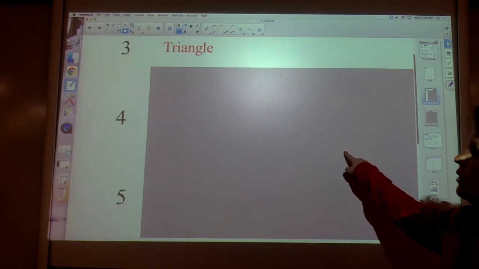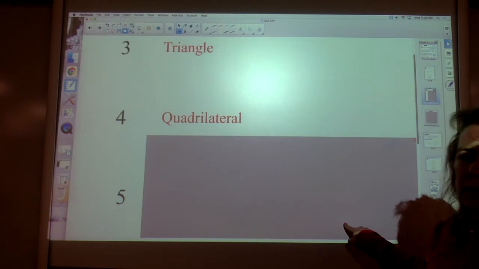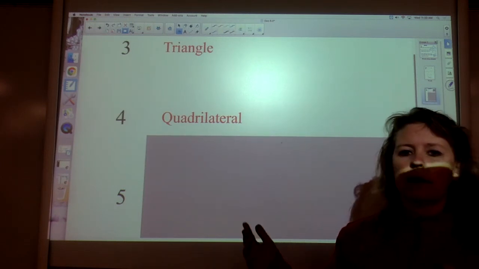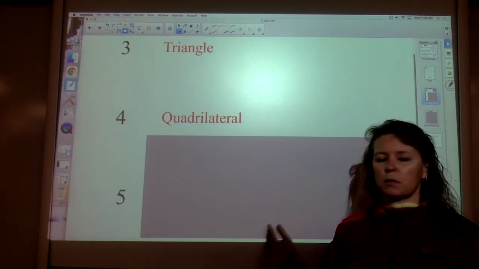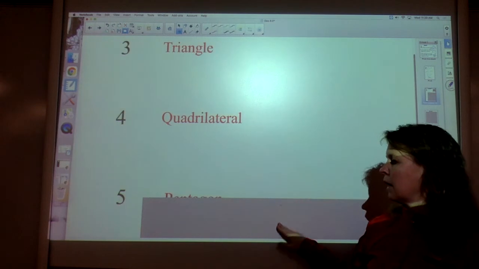Number 3 is a triangle. Number 4, you have to call it a quadrilateral. You can't call it a square, a rectangle, a rhombus. All of those are quadrilaterals. They're just more specific types of quadrilaterals, and we will get into those a lot more in depth.